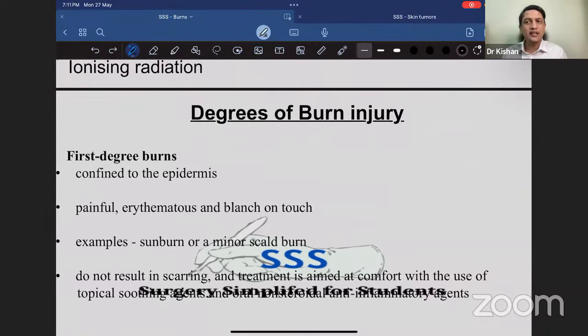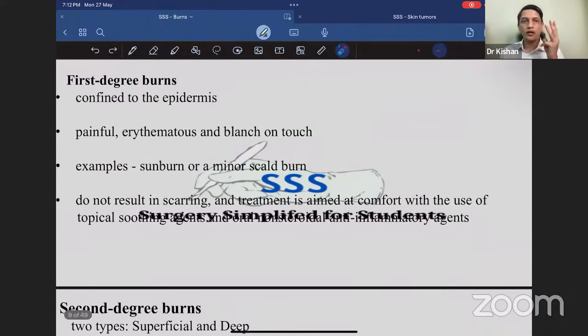So what are the characteristic features of first degree burns? It is usually painful because the nerve endings are exposed from the dermis. It is erythematous and it blanches on touch. When we touch that, the skin gets blanched, and the surrounding skin is hyperemic and erythematous. The best example for first degree is a very mild variety of burns, like sunburns, and very mild spillage of hot liquids or scald burns can be categorized into first degree burns.